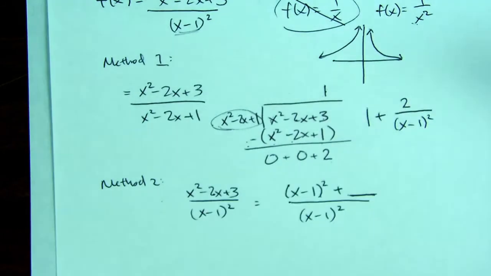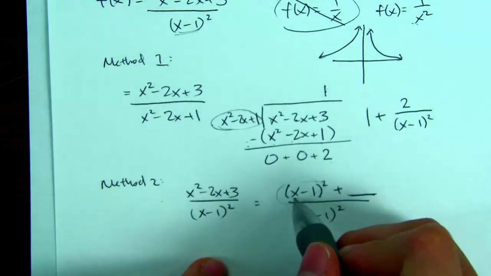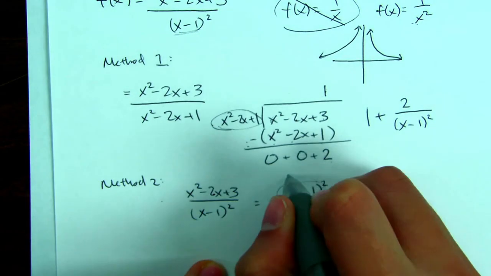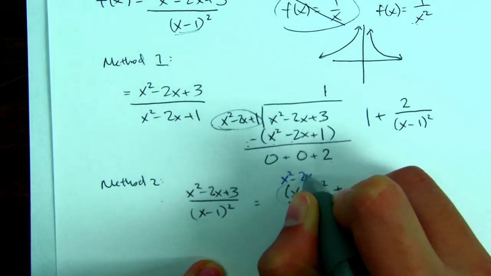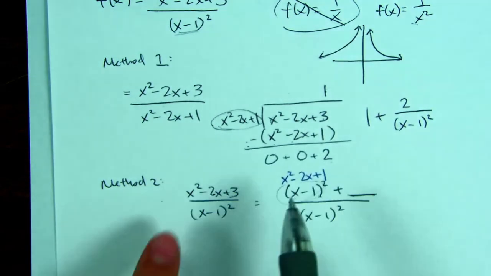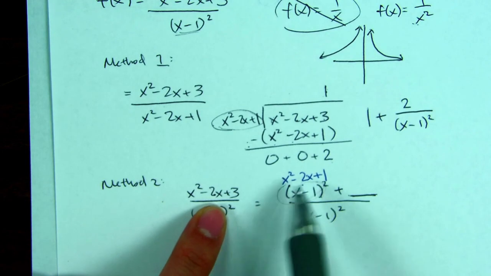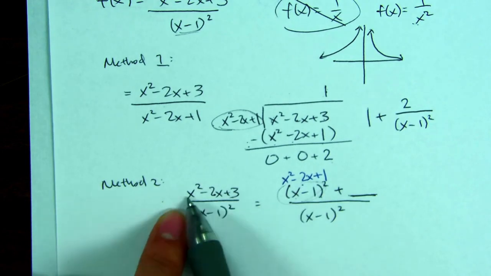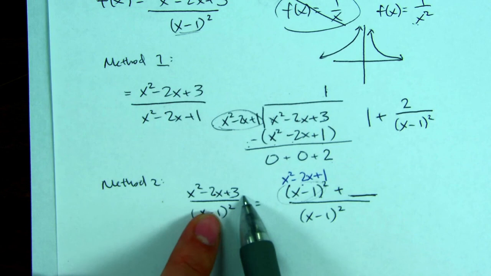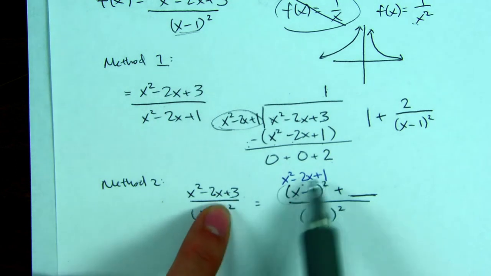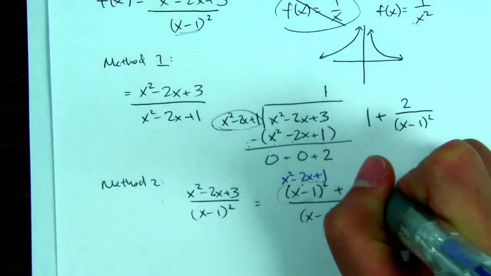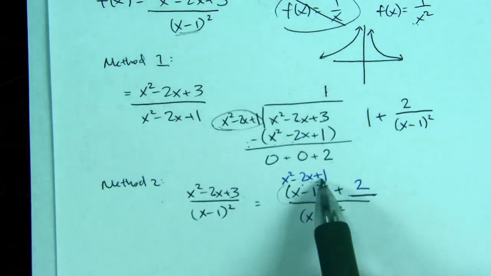Well, let's go ahead and multiply that out again. So when I multiply out x minus 1 squared, you will get x squared minus 2x plus 1. So what do I need to add to x squared minus 2x plus 1 to get to x squared minus 2x plus 3? Well, the only difference is a difference of 2, so I need to add 2 here. Because 1 plus 2 is equal to 3.